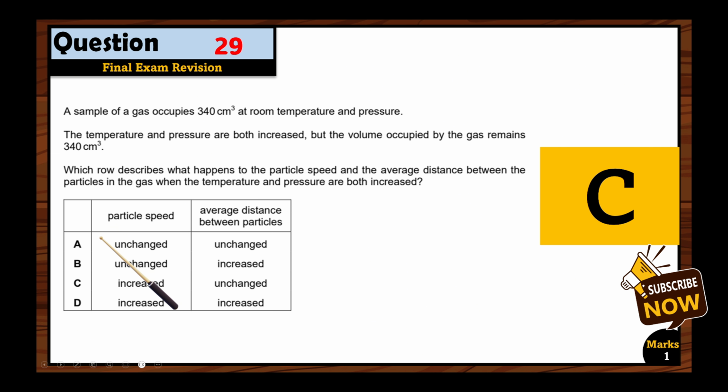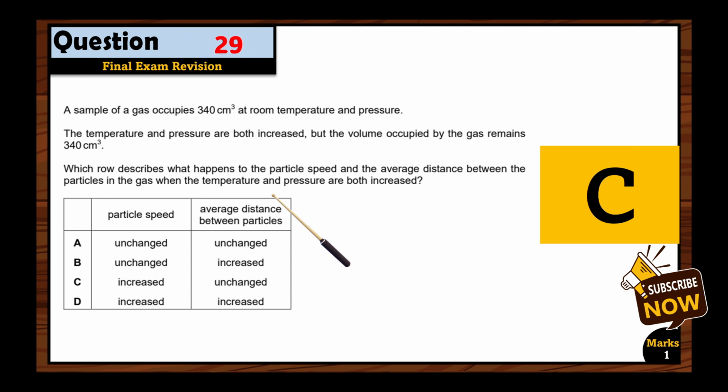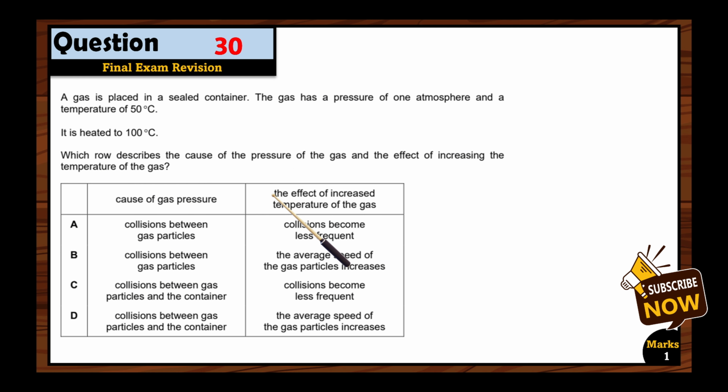The temperature is trying to change the distance between the particles, but pressure is now exerting the force so that the particles can come close together. So they are balancing each other. That's why you cannot see any change in the distance between the particles. Okay, the distance between the particles is unchanged, but speed will be increased. Why increased? Because the temperature has been increased.